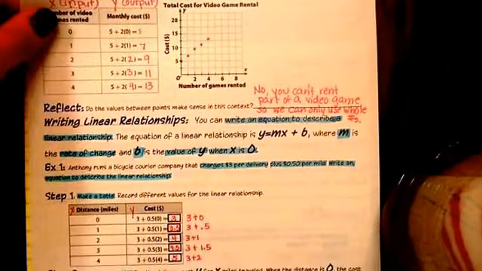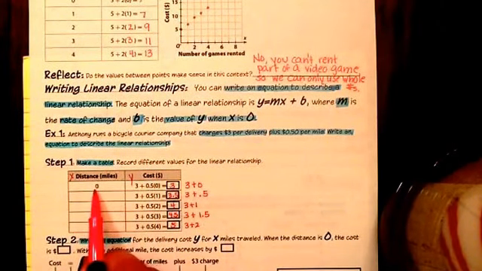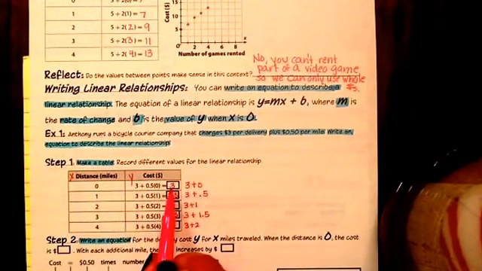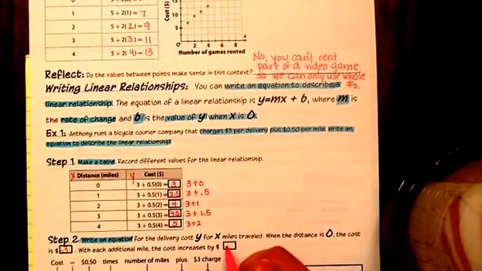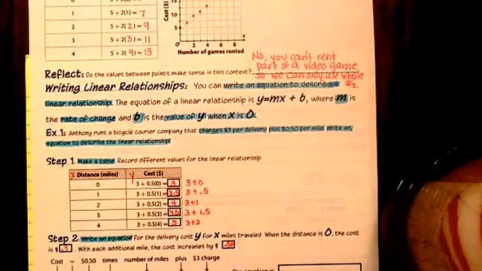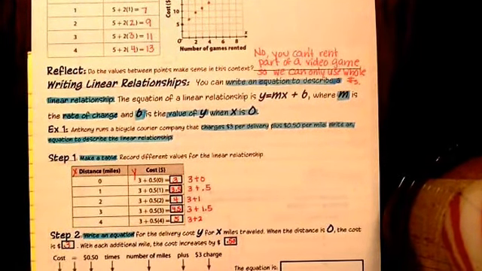Step 2 is to write an equation for the delivery cost y for x miles traveled. When the distance is 0, we saw in our table that our cost was $3. With each additional mile, how much did my cost increase each time? Well, our problem told us that for each mile, it was going to increase by 50 cents. So we're thinking about exactly what the problem means in words before we put it into an equation.